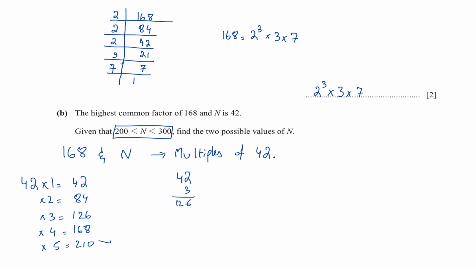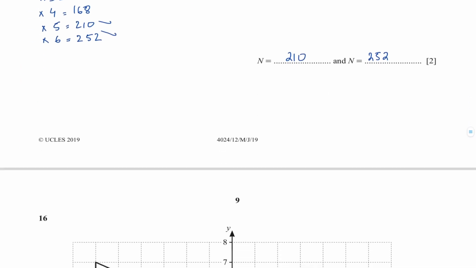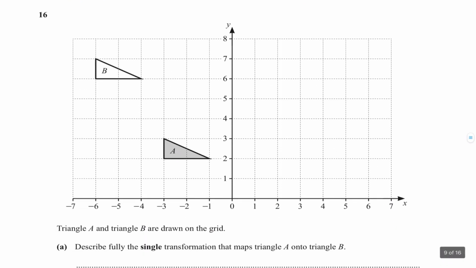So we have one value. And let's find out what 42 times 6 is going to be equal to. So adding 42 to 210 is going to give me 252. So these are my two final answers, 210 and 252. Now let's move on to the next question, which is question number 16.